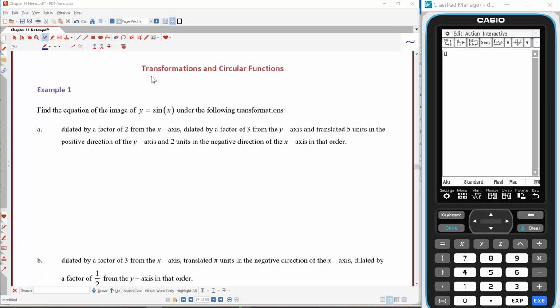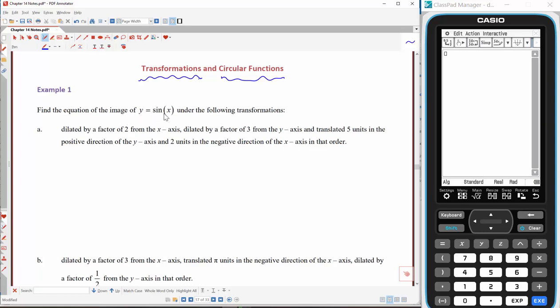Let's do a quick review of transformations and circular functions. So really the topic should just be called transformations, because the way you approach transformations is exactly the same for any function you operate on. So the fact that it's circular functions shouldn't be like, ooh, this is something new or interesting.